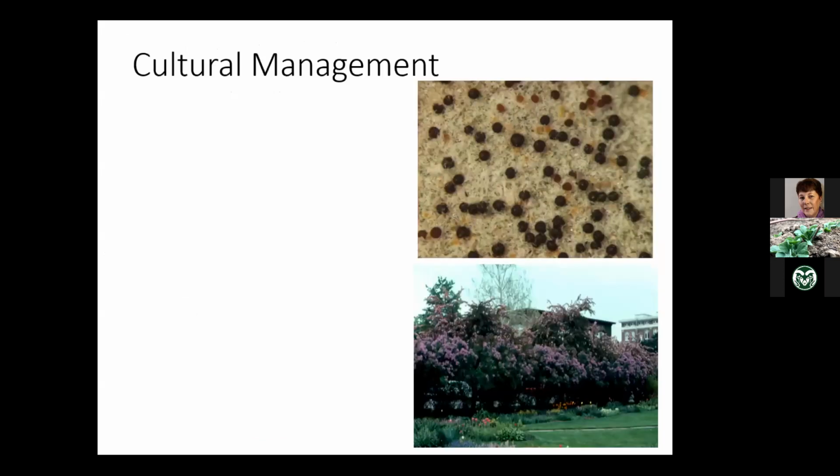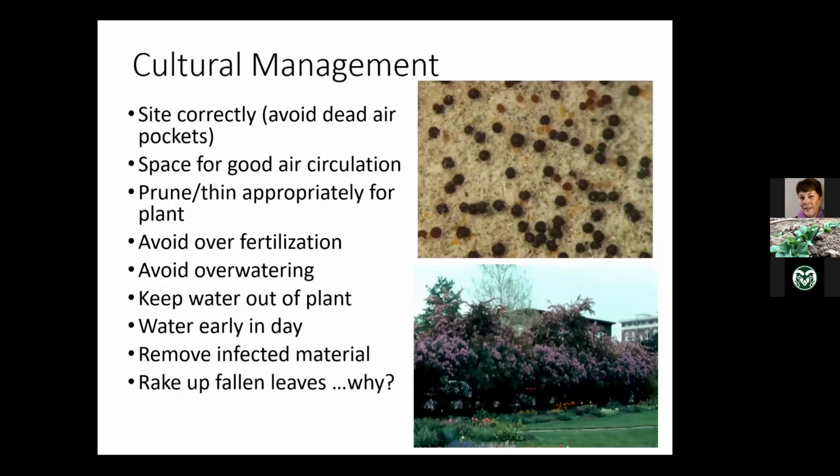Cultural things that you can do are, again, proper pruning of the plants. Make sure that there's some good air circulation around them. Site your plants, put them in the right place so that you don't have dead air pockets, so you do get some air circulation. Avoid over fertilization because the pathogen just loves nutrient rich plant material. It keeps feeding on all of those nutrients. Avoid overwatering. Keep the water out of the plant.